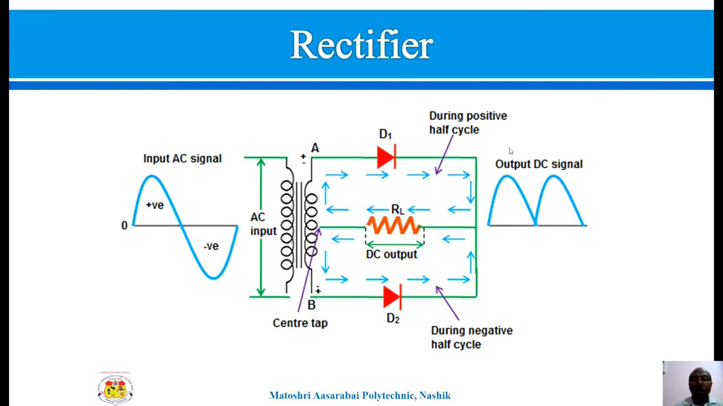Similarly, in the second half cycle, terminal A is negative while B is positive. In that case, the current will flow through the diode D2, load resistance RL and back to the transformer. So in both cycles we are getting the current in the same direction in the load resistance.